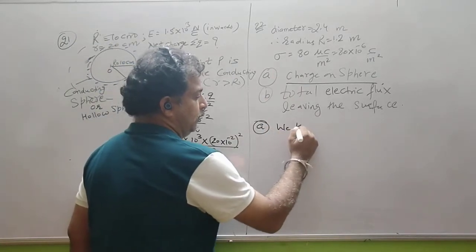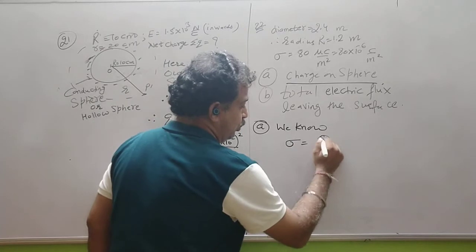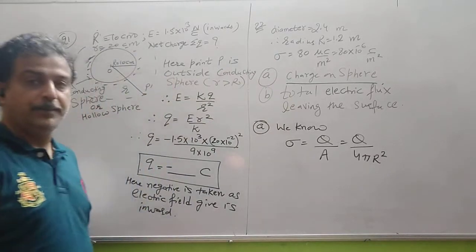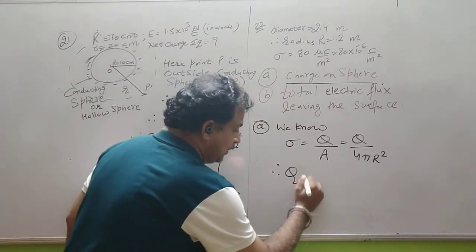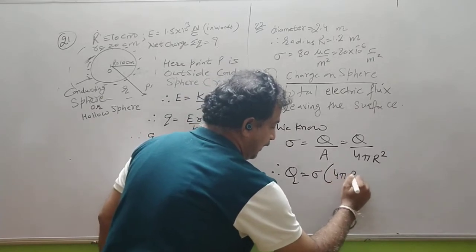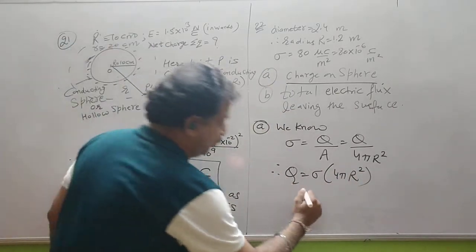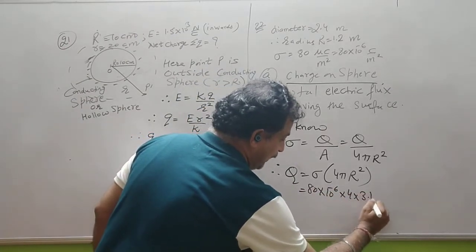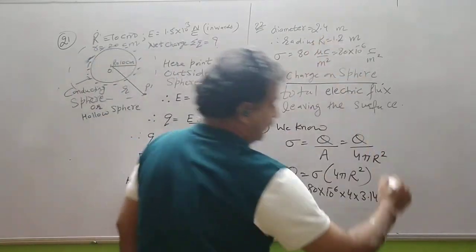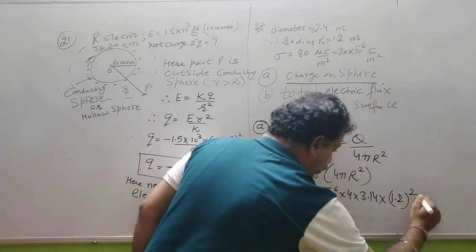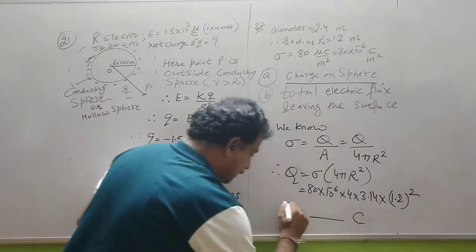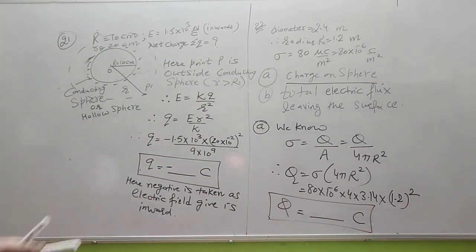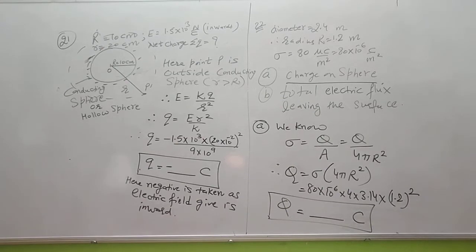So we know sigma is equal to charge upon area, that is Q upon 4 pi r square, and therefore Q is equal to sigma multiplied by the area. So we substitute all these values, that is 80 into 10 raised to minus 6 into 4 into pi into radius square, that is 1.2 whole square, and this will be the answer. The calculation is left as an exercise. So this is the total charge on the sphere.